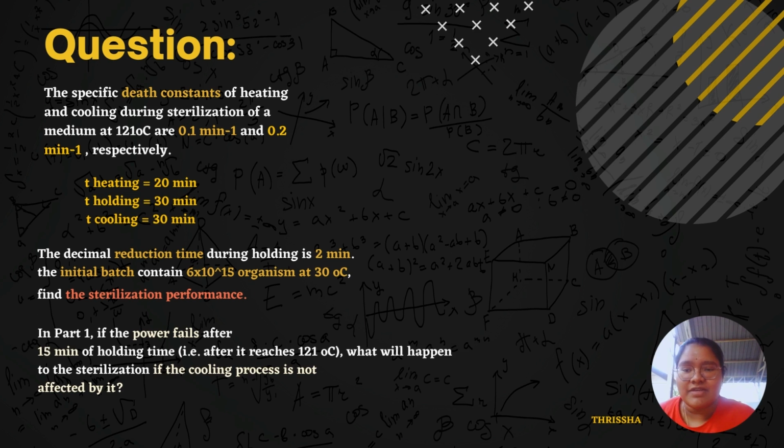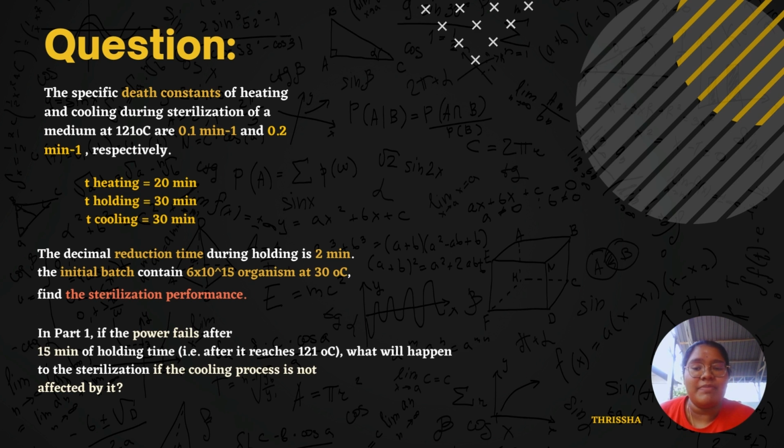The first question is: the specific death constants of heating and cooling during sterilization of a medium at 121 degrees Celsius are 0.1 min⁻¹ and 0.2 min⁻¹ respectively. The heating time is 20 minutes, the holding time is 30 minutes, and the cooling time is 30 minutes. The decimal reduction time during holding is 2 minutes. The initial batch contains 6 times 10 to the power of 15 organisms at 30 degrees Celsius. Find the sterilization performance at first.